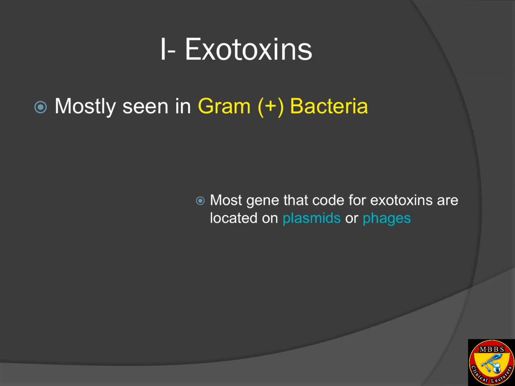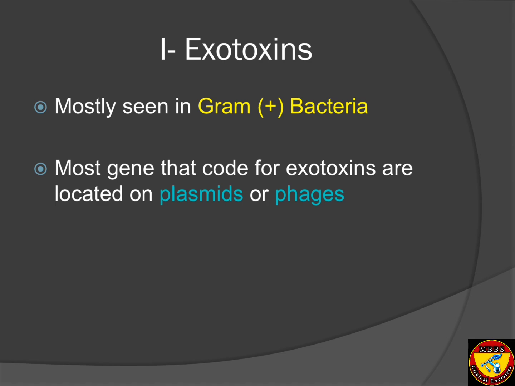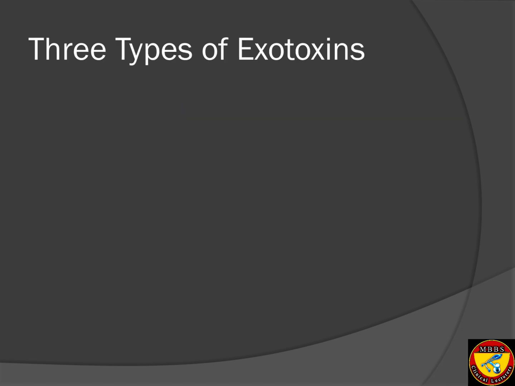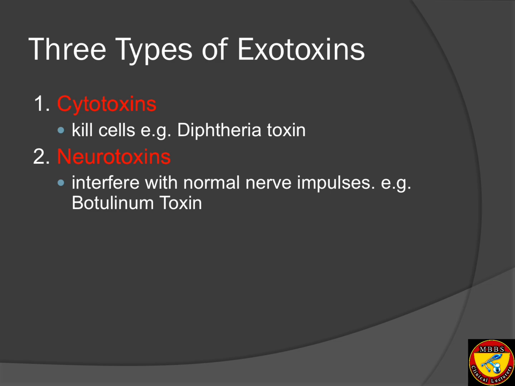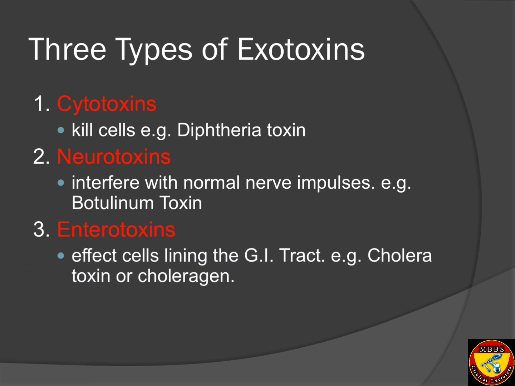Coming again to exotoxins, these are mostly seen in gram-positive bacteria, and the genes that encode the exotoxins are located on plasmids or phages. There are three types of exotoxins. They can be cytotoxins, which kill the cells, for example, diphtheria toxin produced by Corynebacterium diphtheriae. They can be neurotoxins, for example, botulinum toxin, which interferes with normal nerve impulses. And they can be enterotoxins, which act in the gastrointestinal tract, an example of which is cholera toxin, produced by Vibrio cholerae. So cytotoxin, neurotoxin, and enterotoxin are the three main types of exotoxins.